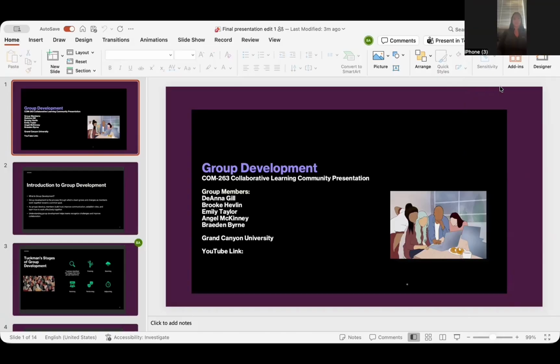Tuckman stages of group development. Tuckman identified 5 stages that most groups experience: forming, storming, norming, performing, and adjourning.